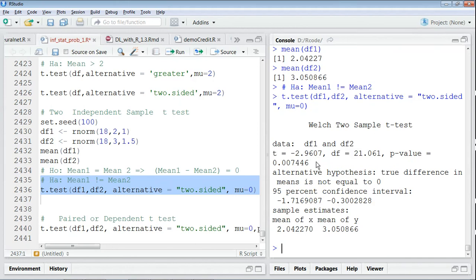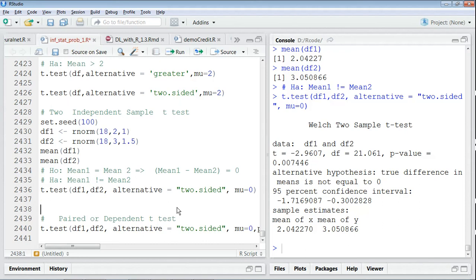When you look at the p-value here, the p-value is very, very low. It implies that both the means are different. Since the p-value is less than alpha, we are supposed to reject the null hypothesis. And if you reject the null hypothesis, what is the alternate hypothesis? The alternate hypothesis is that there is a difference between the two samples. It also makes sense because we had sampled both of these vectors from different populations.